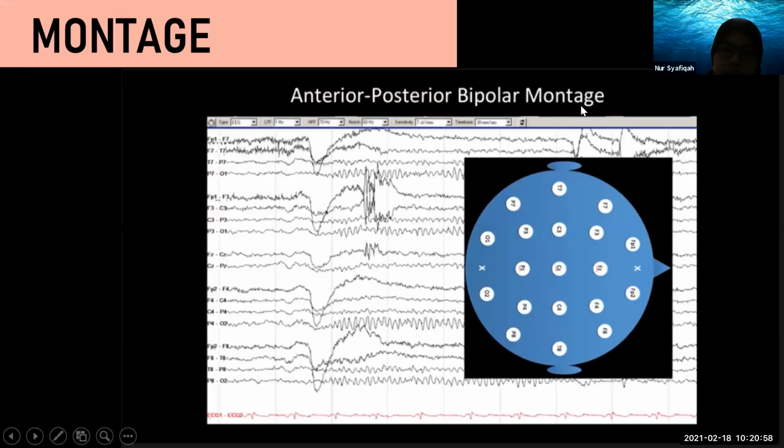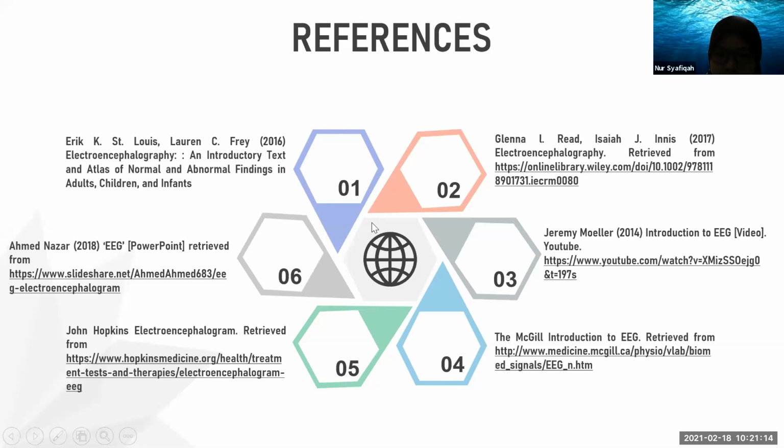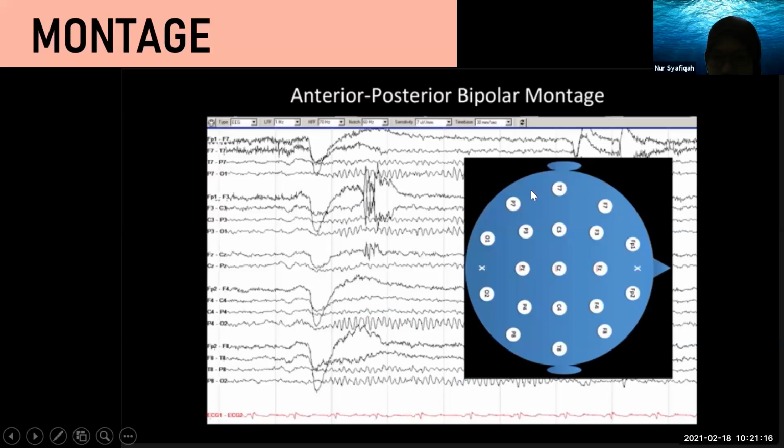So basically the last one is the montage. Montage is basically how the EEG will be displayed. So first, we can see for the first chain we have over here, this wave is referring to this left temporal chain.